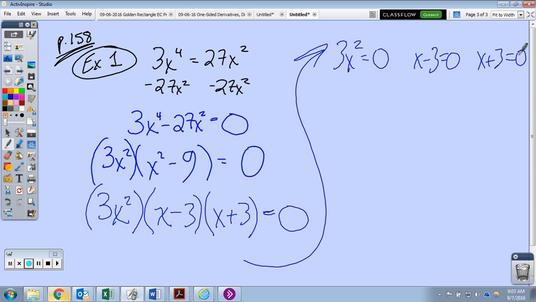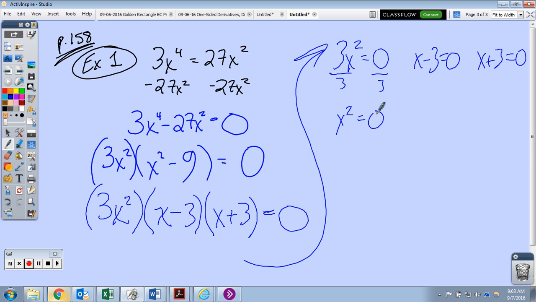Do you guys agree? Because anything times 0 is 0. Okay, so these do not have to be all 0 at the same time. So let's go ahead and solve this guy. 3x squared equals 0. So I have x squared equals 0, and I get that by dividing both sides by 3. So x squared equals 0, okay?